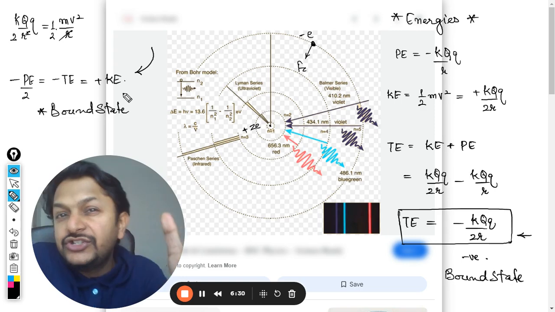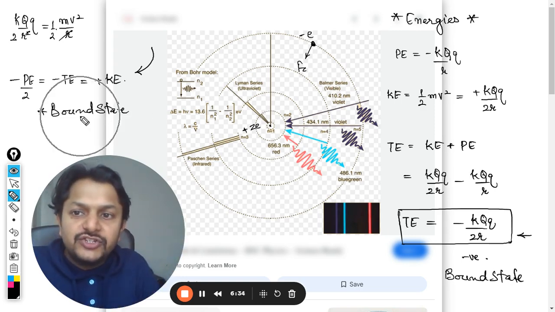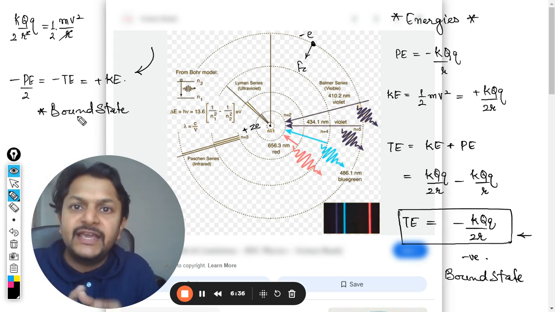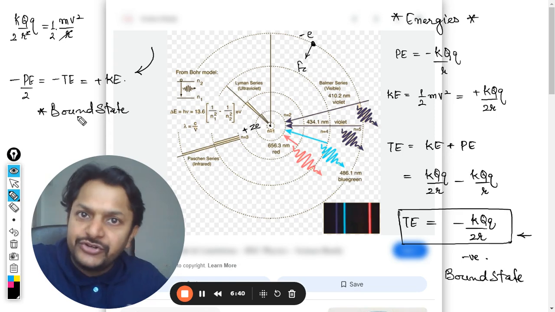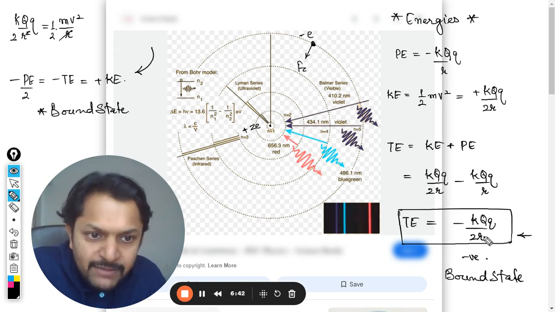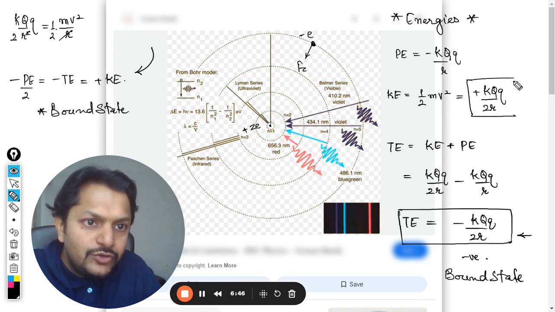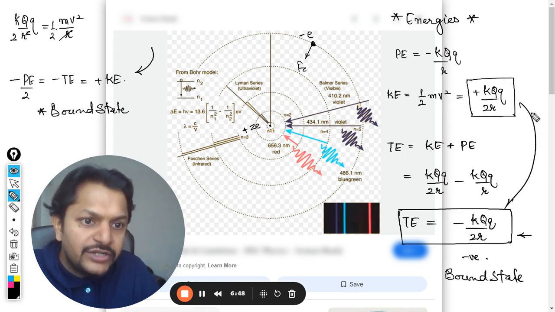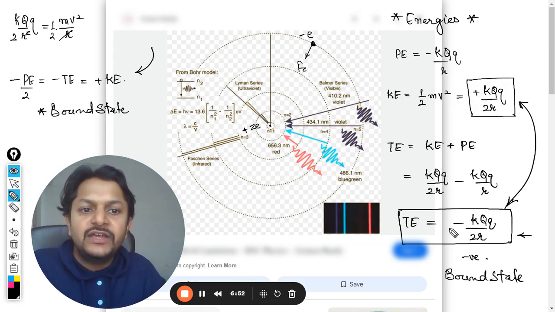So this expression is very important. Sometimes the kinetic energy of the electron will be given and you have to find the total energy. So you can just use the bound state concept and say the kinetic energy is just the negative of the total energy. They have the same magnitude. You can clearly see the magnitude of kinetic energy and total energy is the same, but they have opposite nature. This is positive, this is negative.